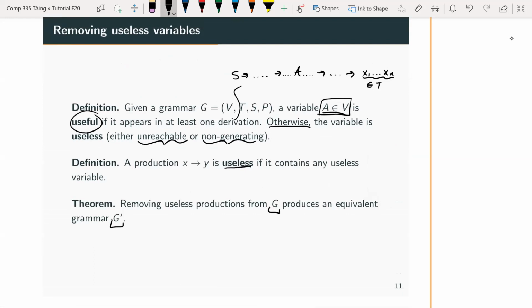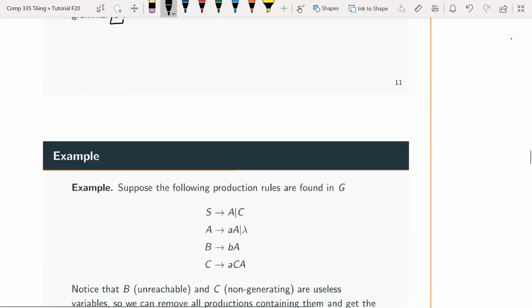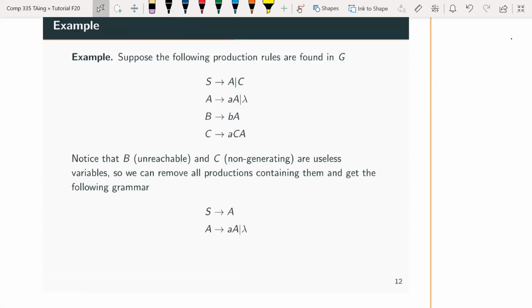Okay, so that might still seem abstract to you, so that's why we're going to do an example. Imagine we have the following grammar G, where this is my grammar, and I want to get rid of all the useless production rules and useless variables.